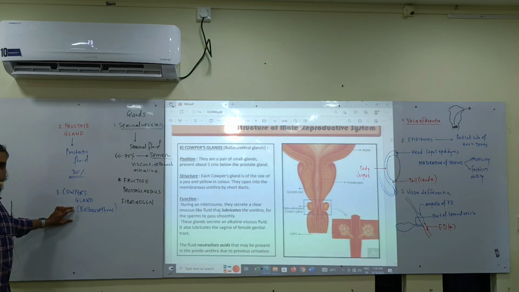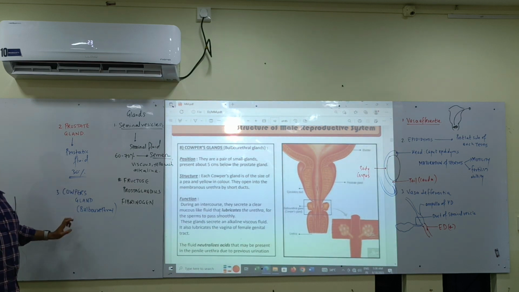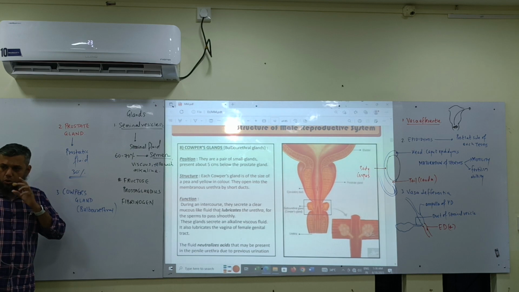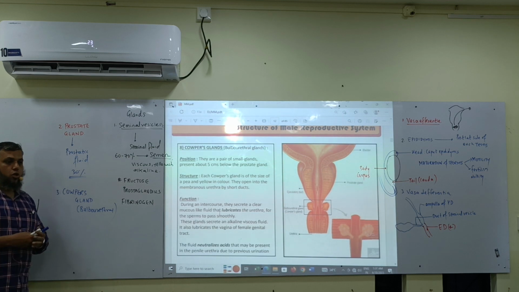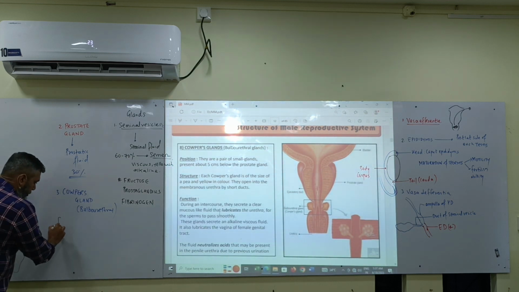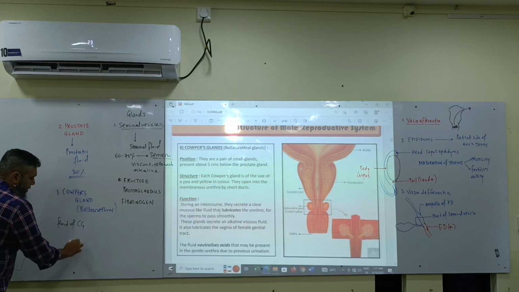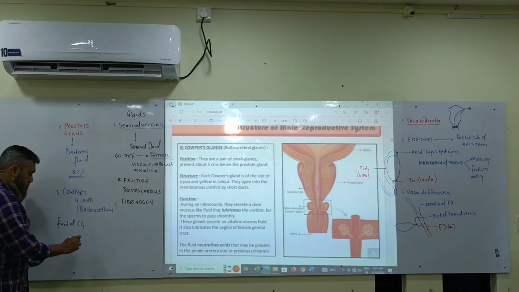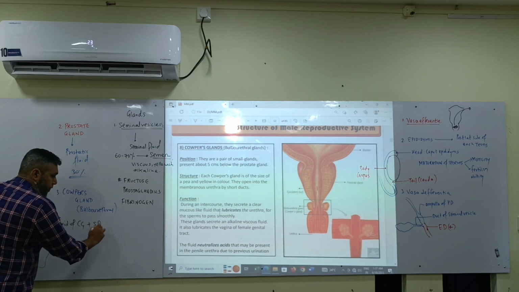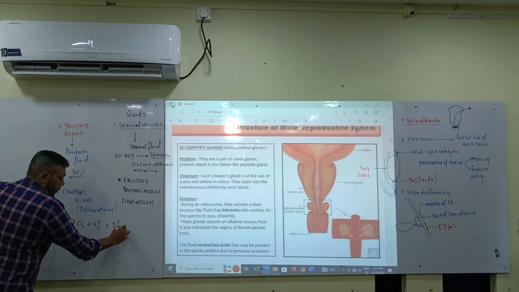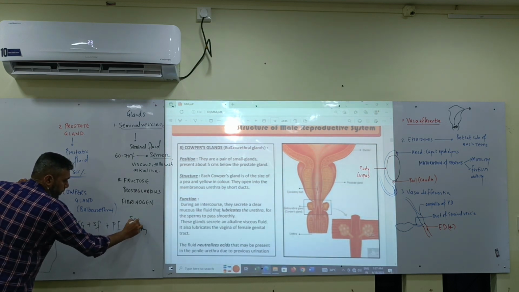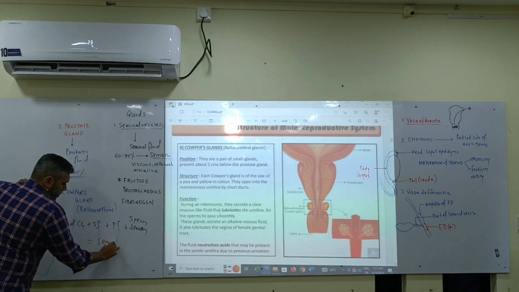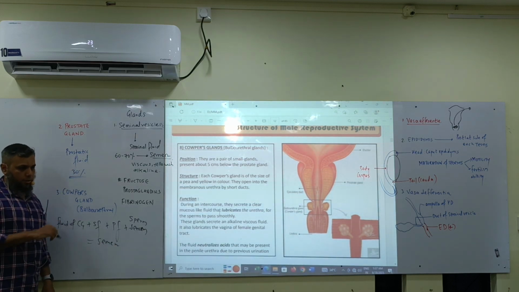And all these fluids together, along with the sperm, is called the semen. So, what is included in the semen? It includes the fluids of the Cowper's gland, along with the seminal fluid, along with the prostatic fluid, plus the sperm is equal to what? Semen. Okay?